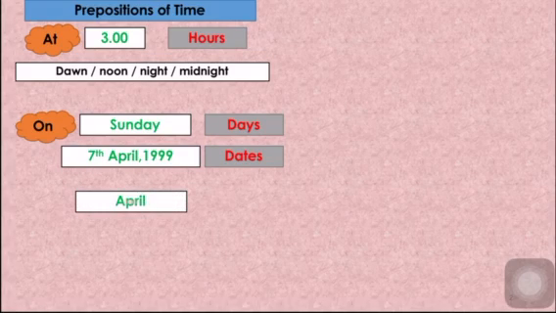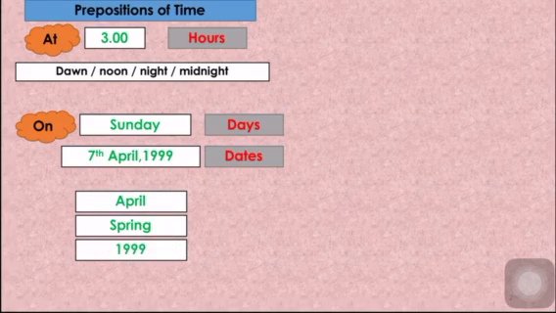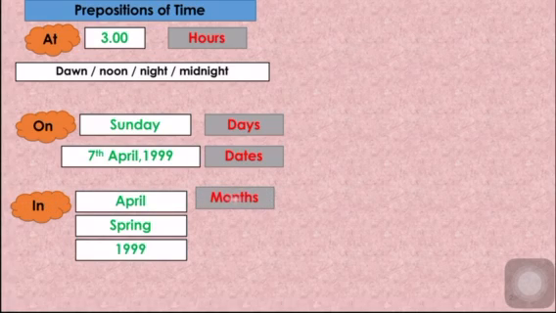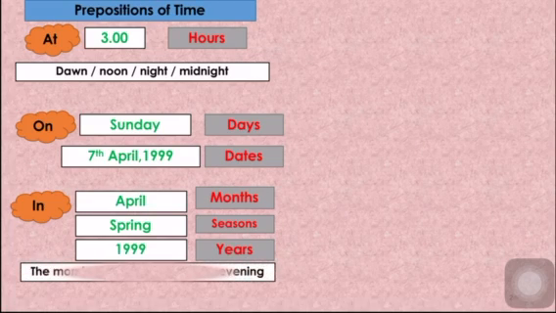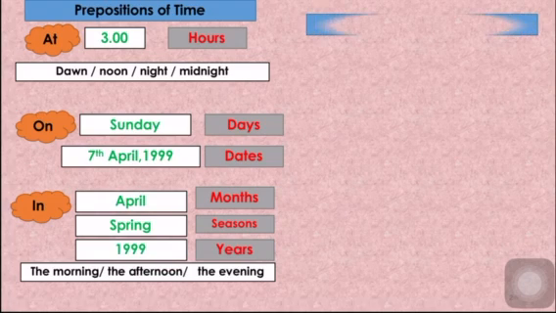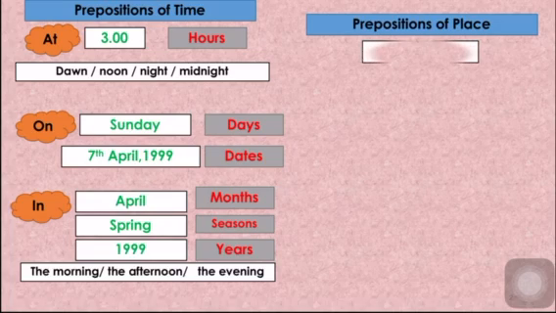Bigger than this, we have April, spring, 1999. So what are these? It's a month, a season, and a year. We use in before them. So in is used with months, seasons, and years. And also in is used for different times of the day, like the morning, the afternoon, and the evening. We have another type of preposition, which is prepositions of place.